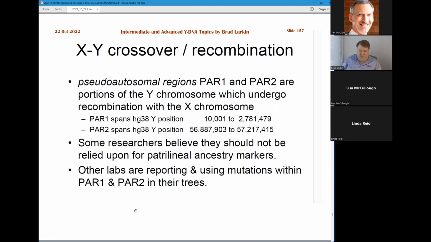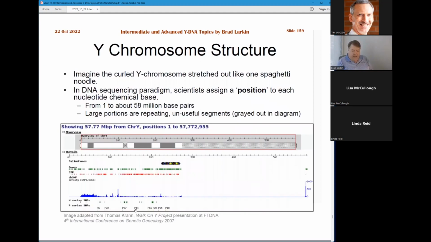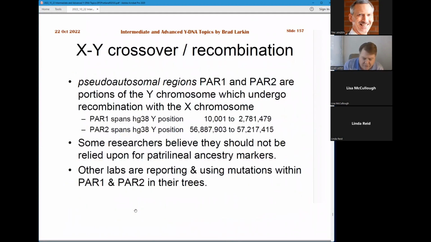Some researchers believe these should not be relied upon for patrilineal ancestry markers, but other labs are reporting and using these mutations on their trees, and there's quite a lot of them now. So they seem to be working, so we have them on our tree too, at Genetic Homeland, with the caveat that we have a note. If you look in the marker index, it'll have a note in there that says it's located on this region or a heterochromatic region or whatever.